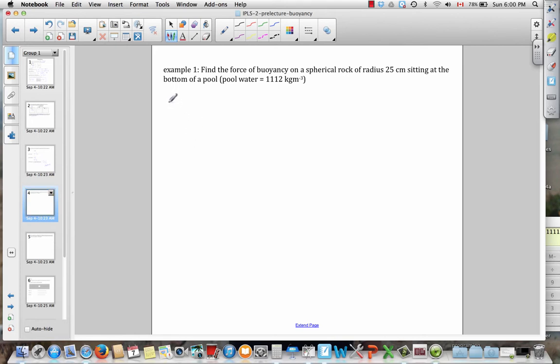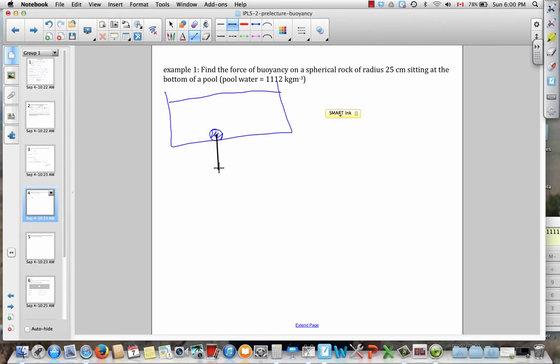Okay, so here's the swimming pool. There's the water level, and here's the rock. Now let's think first about the forces that act on it. There are going to be 3 things that act on it. First of all, the earth is going to pull straight down. That's a force called gravity. Second, the fluid is going to push up. That's a force called buoyancy. And then because the rock is resting on the bottom, the pool surface will also push up.